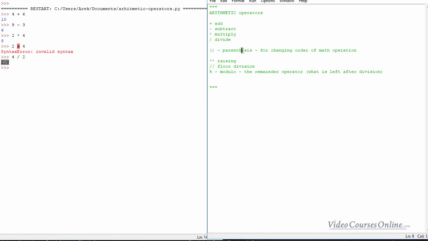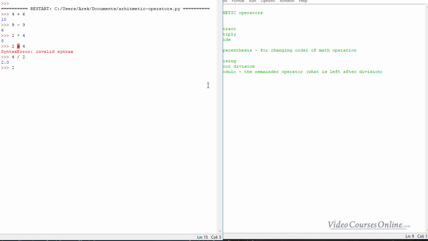Okay, there is also something called parentheses. I'm sure that you've met them. They can change the order of what should be calculated first, right? So if you have something like 2 plus 4 multiplied by 3, you need to know that in math, this addition will not be executed first. You will first multiply 4 by 3, which is 12. 12 plus 2 is 14, right?